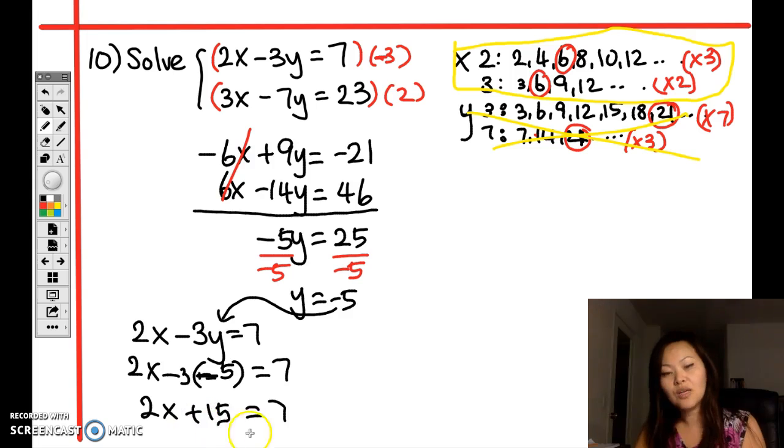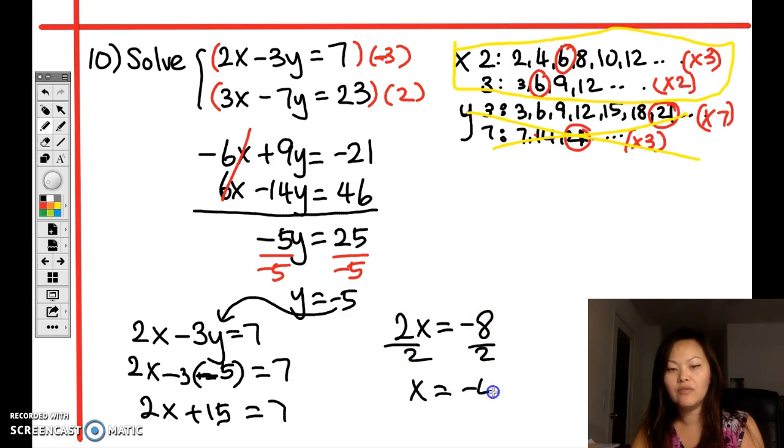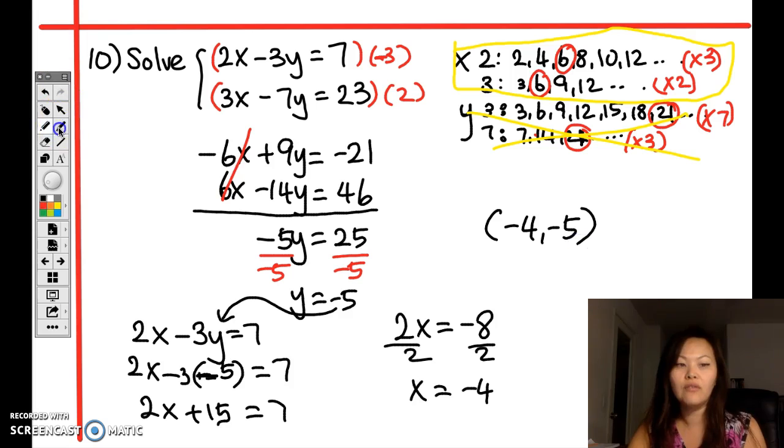From here, subtract the 15. So 2x equals negative 8. Divide both sides by 2, and x equals negative 4. Don't forget to write your answer in parentheses like this: negative 4, comma, negative 5.